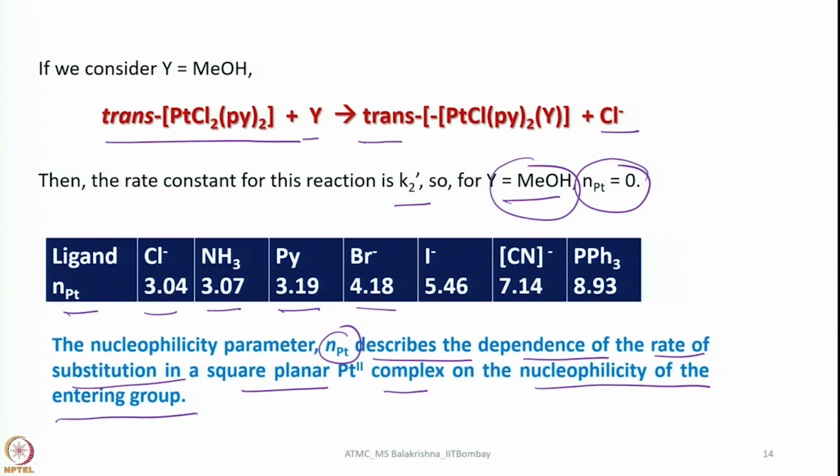So, that means what it says is it essentially describes the dependence of the rate of substitution reaction in square planar complexes on the nucleophilicity of the entering group. That is very, very important. So, the nucleophilicity of the entering group is very, very important when we talk about the rate of substitution reaction in square planar complexes. Since this term utilizes two pathways, okay, one is the dissociative pathway and another one is the associative pathway.